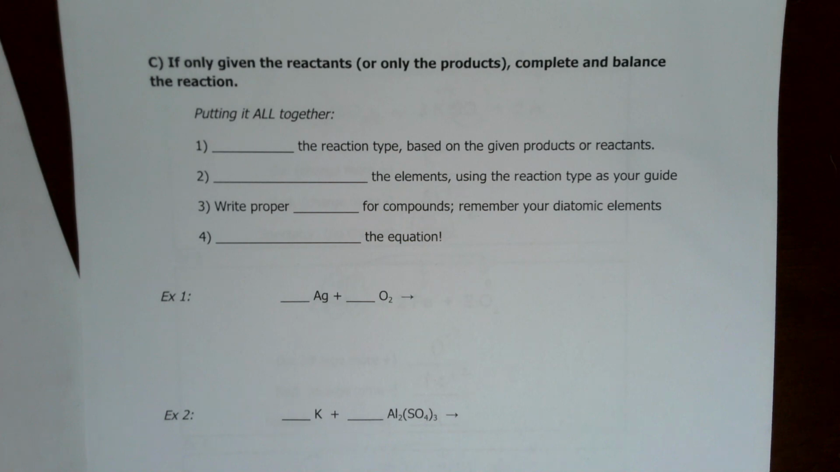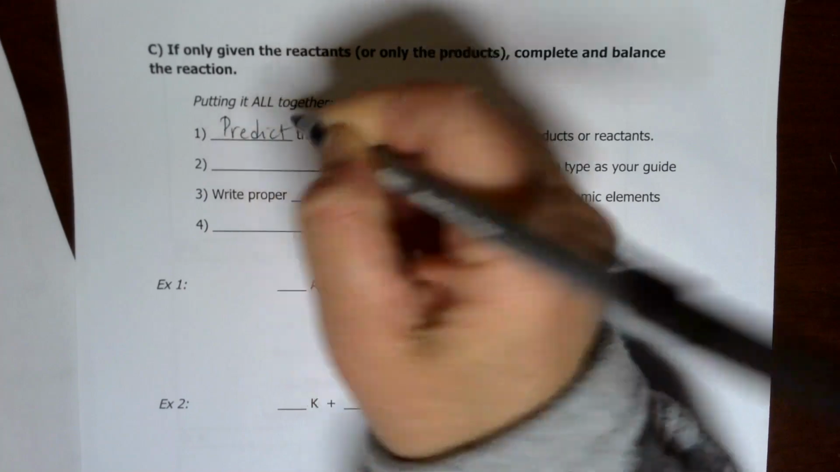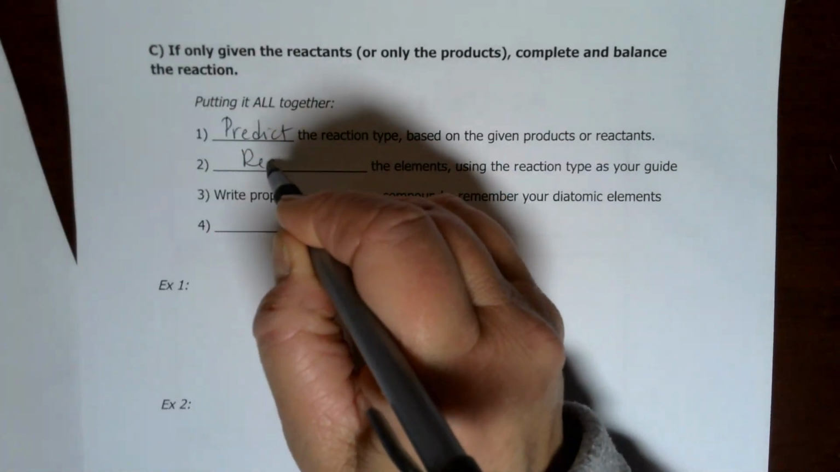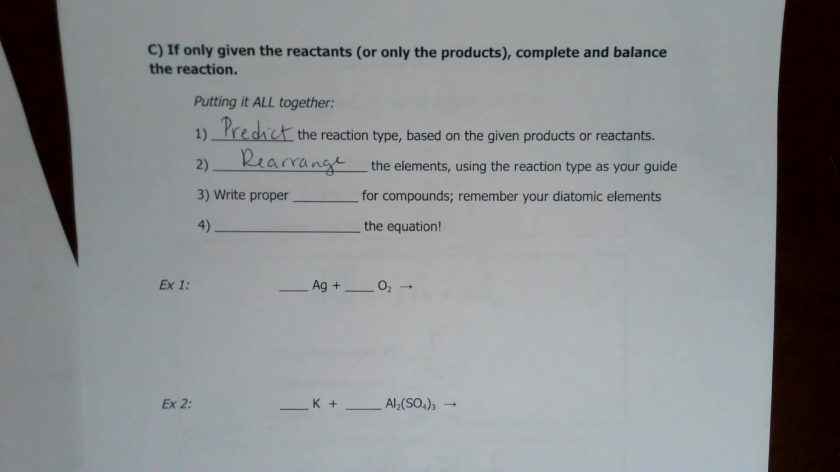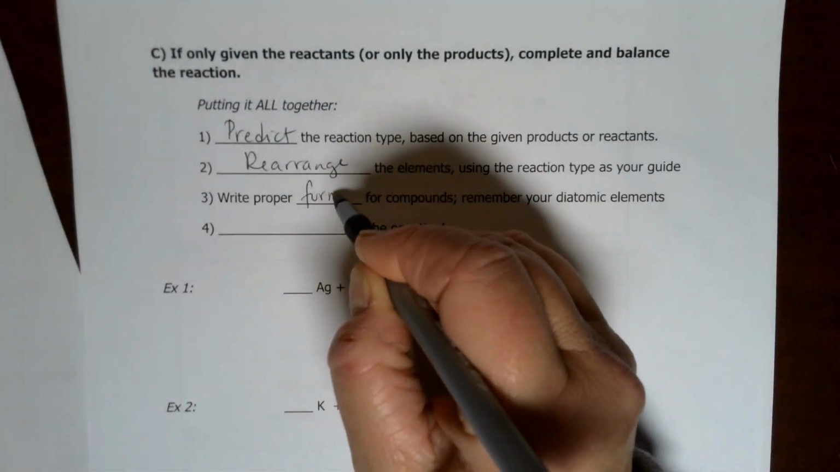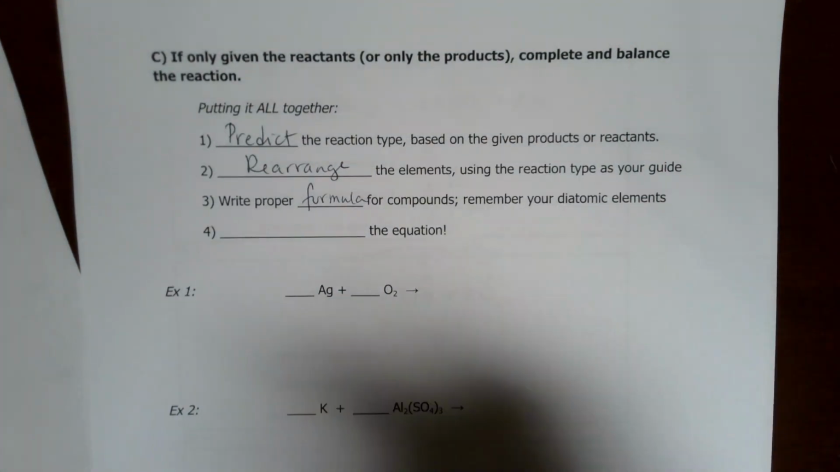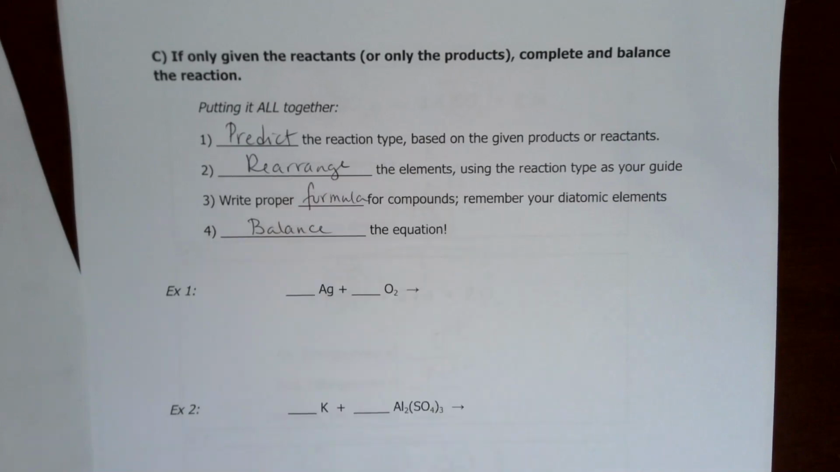So putting it all together, the first thing you have to do is predict the reaction type based on the given products or reactants. You will then rearrange the elements using the reaction type as your guide. You'll then write proper formulas for compounds, remembering your diatomic elements, and then last but not least, you will balance the equation.